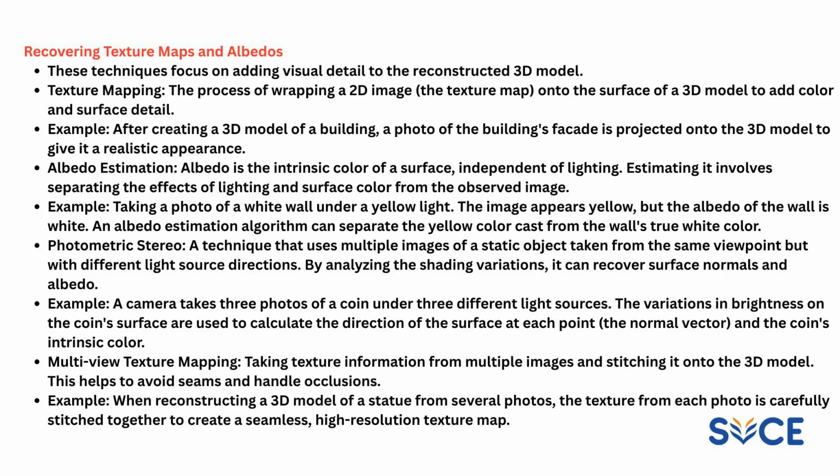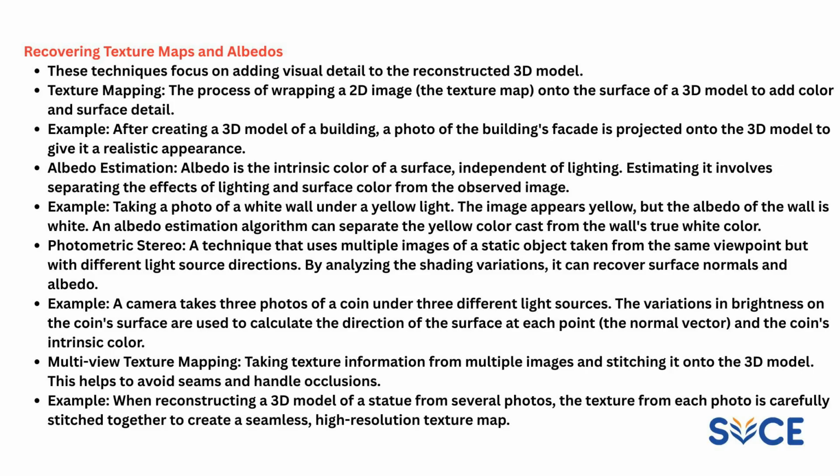So think of a coin. If I shine light from the left, the left side is brighter and the right side is in shadow comparatively. If I shine the light from the right, the opposite will happen. That is a vice versa pattern. By comparing these shading patterns, we can figure out the surface orientation at every point, like a surface normal, right?